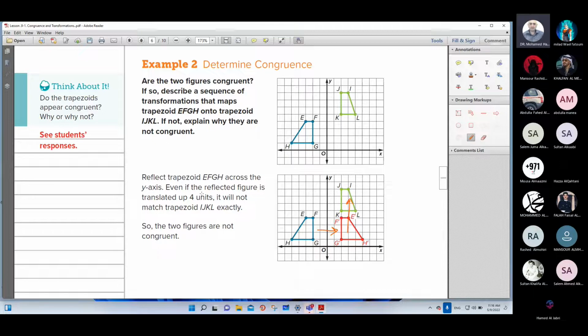Even if the reflected figure is translated up 4 units, it will not match trapezoid IJKL exactly. So the 2 figures are not congruent. As you see, if you compare the size, we have a difference in the size. So the two trapezoids here are not congruent.